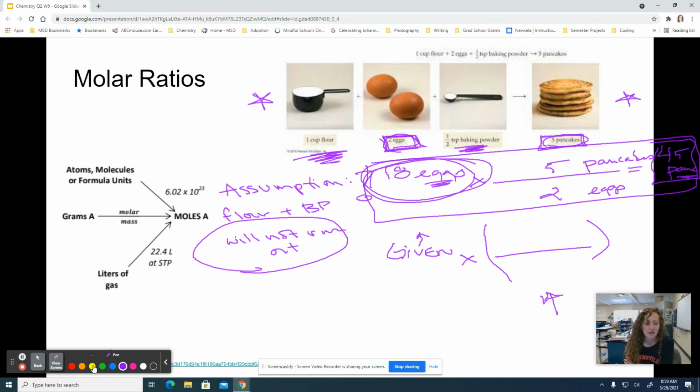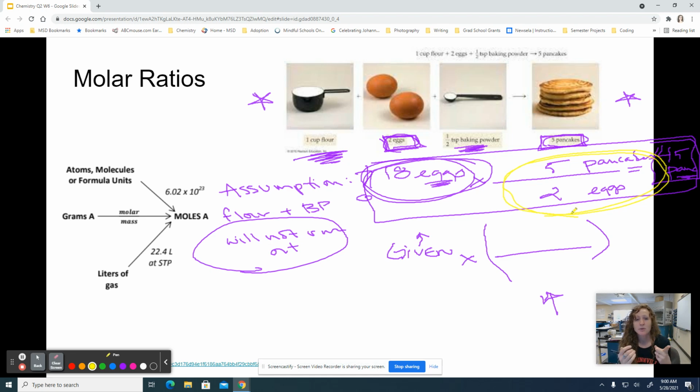Okay, now let's take a minute. I told you we were talking about conversion factors today, right? So let's take a minute and look at our conversion factor that we just made. Let's evaluate this in terms of our conversion factors. First of all, do I have 2 units? Yeah, I do. I have eggs and pancakes. I have 2 units. Check.